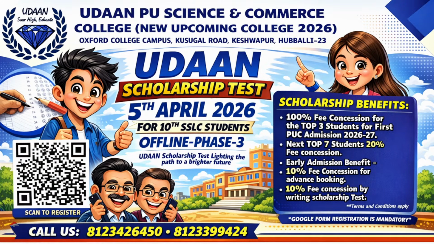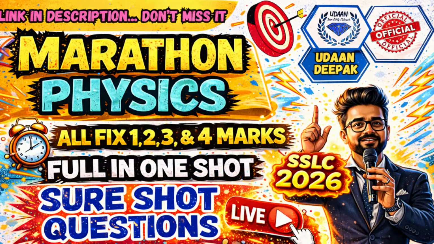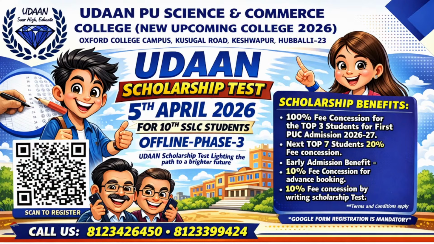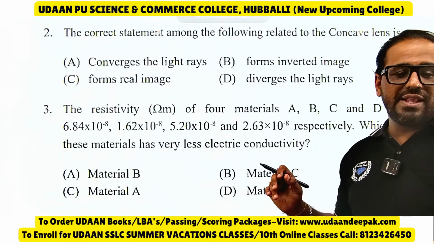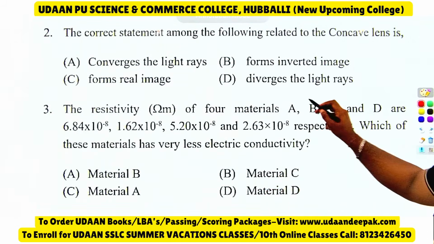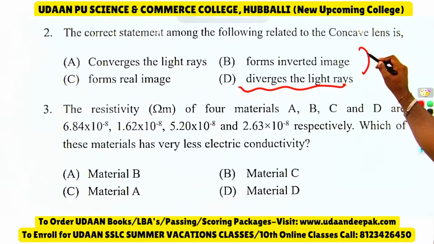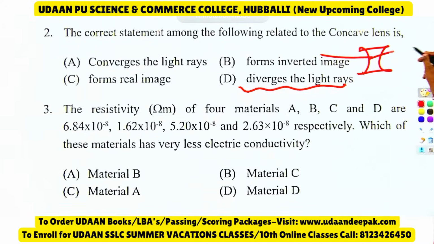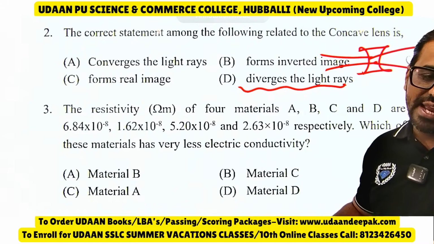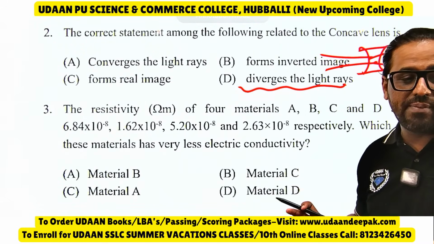Now coming to the next one. Yes, the question has come. Tell me the answer. Very good. Everyone is telling option D. You know concave lens is a diverging lens and it diverges the ray of light. So very good everyone.